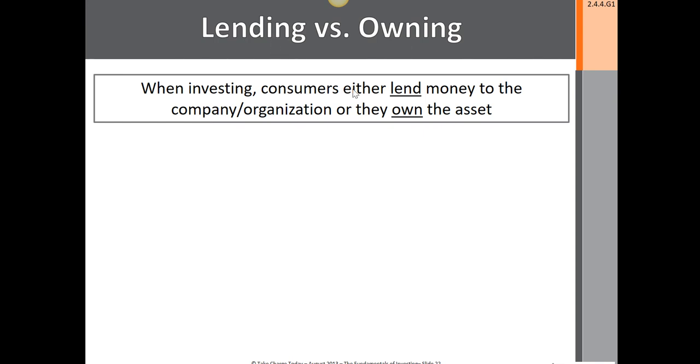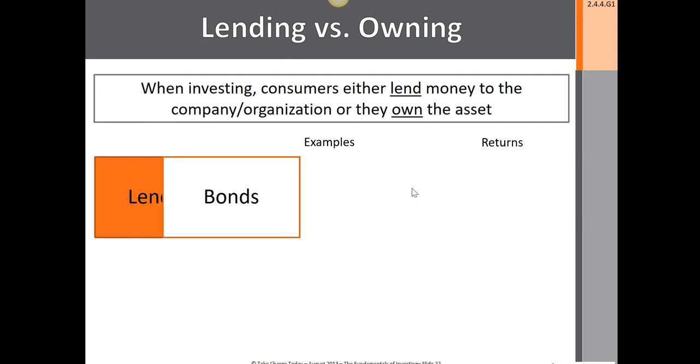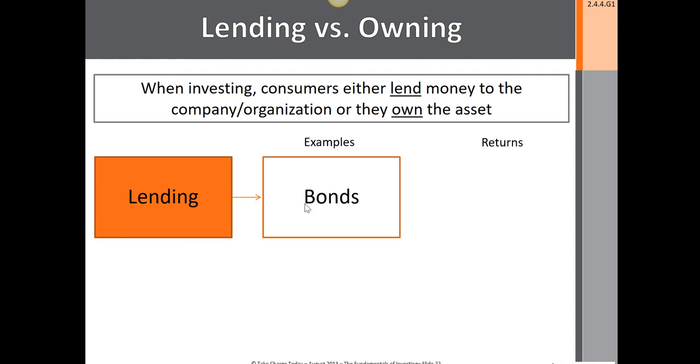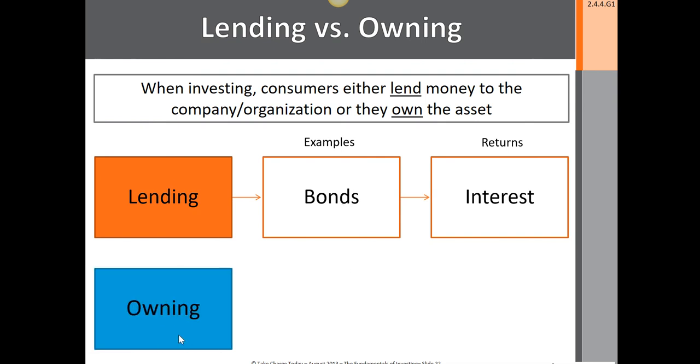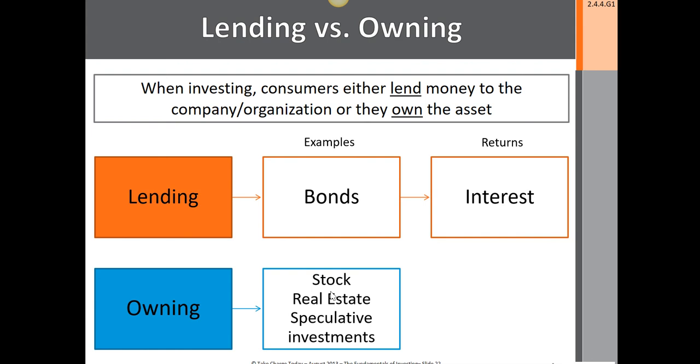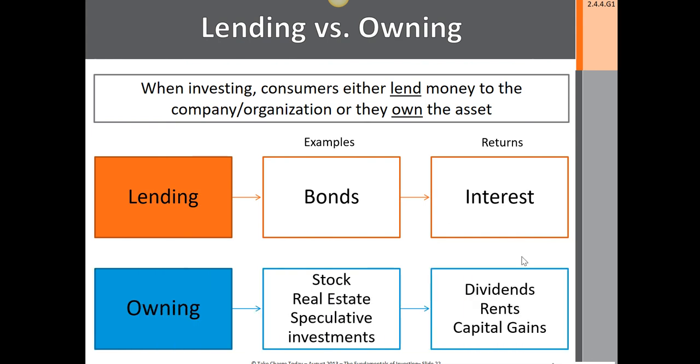When investing, consumers, you're either lending your money to the company or organization, or you own the asset. Examples of this: lending is bonds. You're lending your money to a bond, and the bond is giving you interest. Owning is a stock, real estate, or speculative investment. You own that, and you're going to get either cash, income from rent, or capital gains.